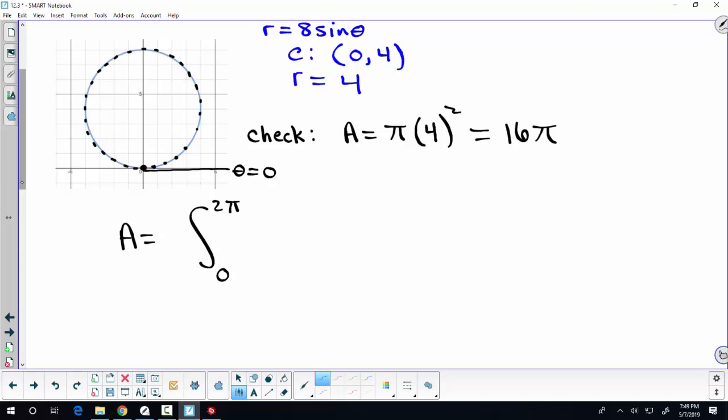So this is a theta value of 0. And I'll just put these here. This is a theta value of pi over 2. So half of the circle is swept out at half pi.